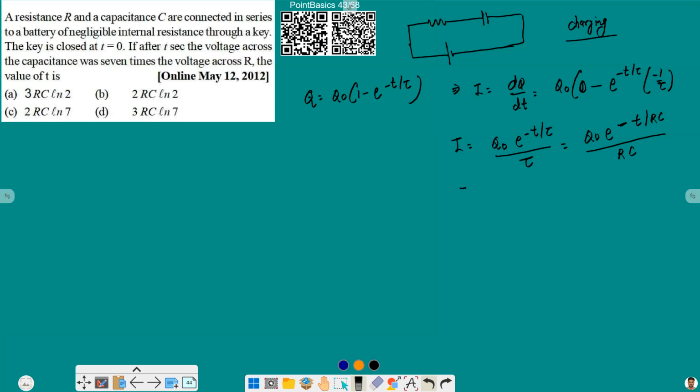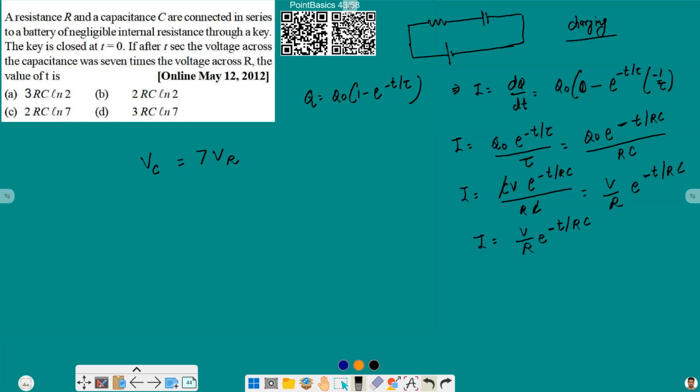that a capacitor can have, and that is equal to CV. So further it will be CV e raised to the power minus t/RC divided by RC. So C gets cancelled and we get (V/R) e^(-t/RC). This is the current flowing in the circuit at any time t. We will put the value of t, and we will get the value of current at that time t. Now as per the statement, the voltage across the capacitor is equal to 7 times the voltage across the resistance.